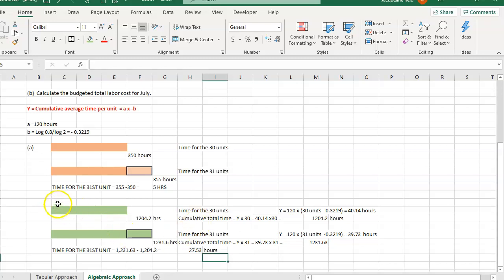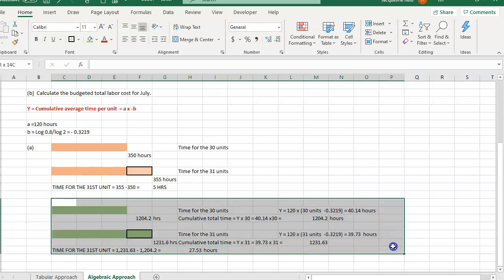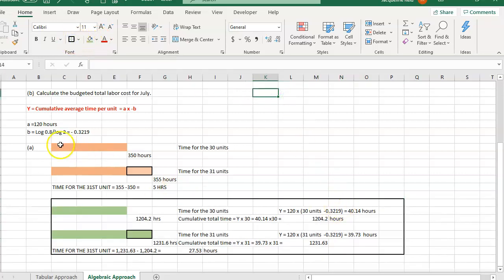So this is my correct data. I'm going to block it so that you know that this is the correct data. So this was just an illustration up here.